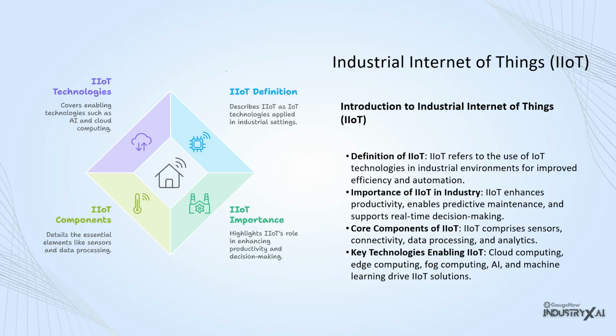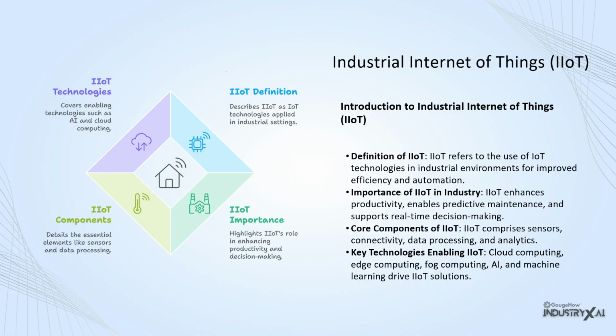Then comes the predictive maintenance. So with IIoT, companies can move from reactive maintenance, which is fixing things only after they break, to predictive maintenance, like fixing things before even they break. So sensors can detect early signs of wear or performance issues, helping to prevent unplanned downtime and reduce maintenance costs.